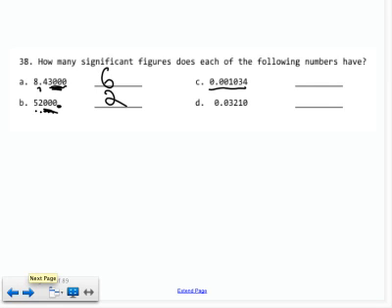Alright, over here we've got 0.001034. How many of these zeros count? Well, these zeros do not count because they're to the left. This 0 counts because it's a sandwich 0, so there's 4 there. Okay, same type of question here. You've got 2 zeros here, you've got a 0 here. These do not count because they're before the number in a decimal. But this one is a trailing 0, which does count, so you've got a total of 4 numbers there.